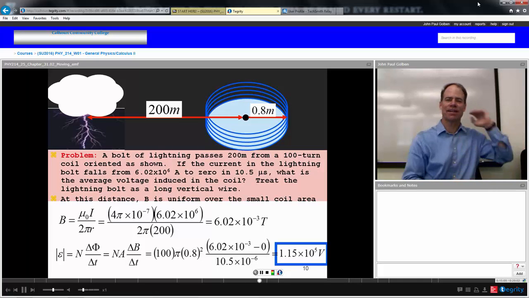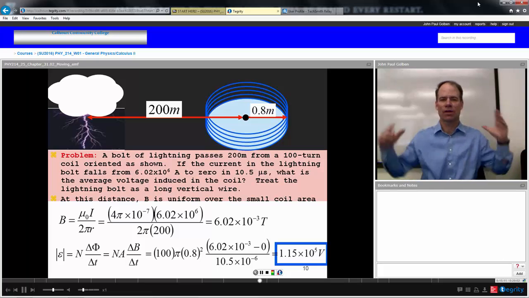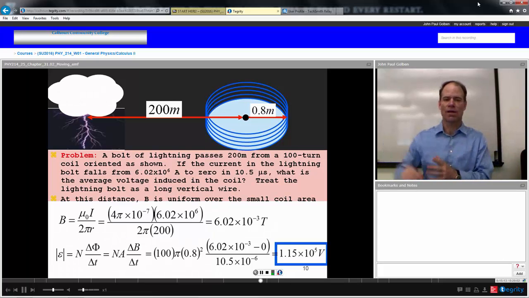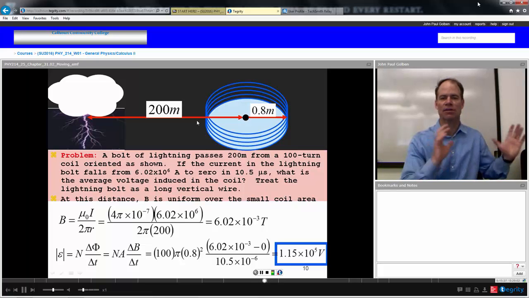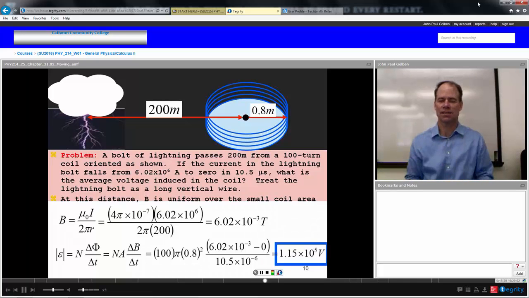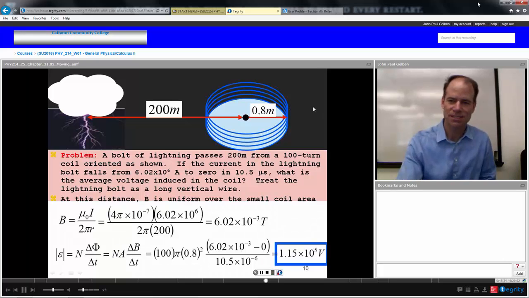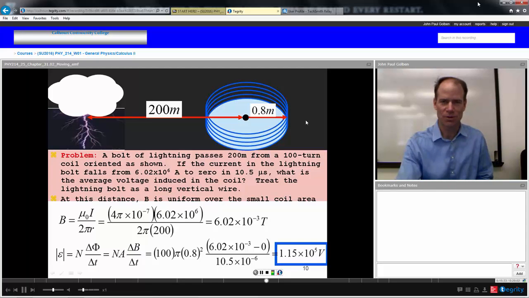This gives you an idea that if there was some way where we can consistently know where lightning was going to strike, we could set up these coils and try to steal energy from that lightning bolt. By inducing voltage in these coils, 115,000 volts would be very useful to have if we could have a consistent way of utilizing the lightning bolts. That's something for you as an engineer to think about in the future.